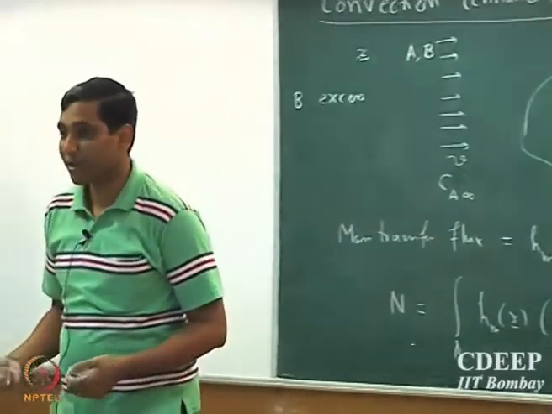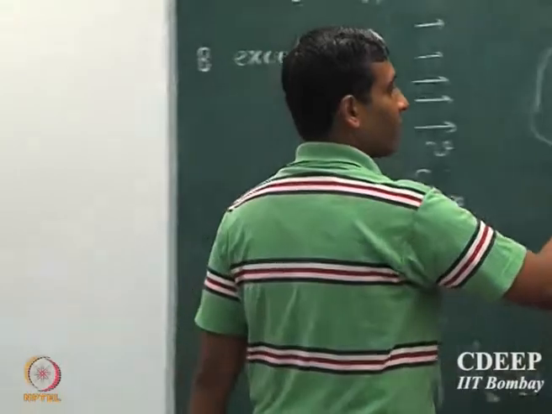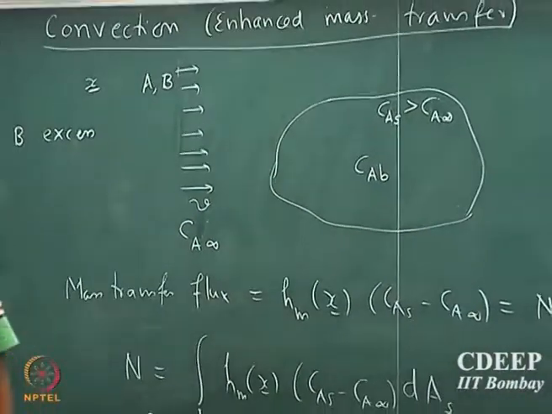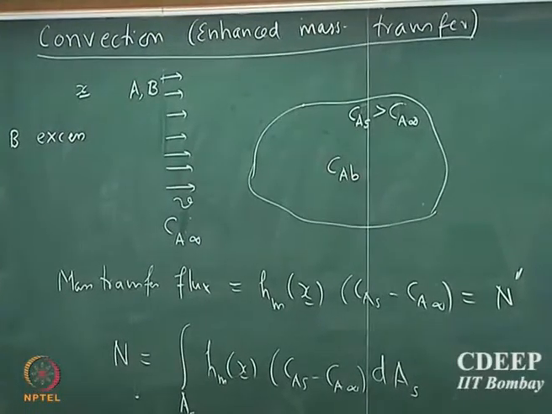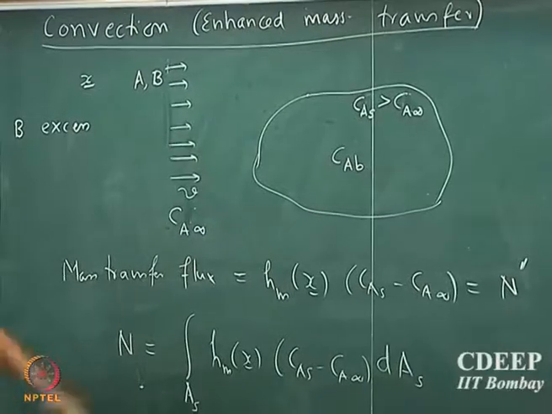What is measurable? So mole fraction of A in both of the phases. Supposing I call this CA bulk, okay? So that's the bulk concentration in that phase, and CA infinity is the bulk concentration in the gas phase. What is CAS?